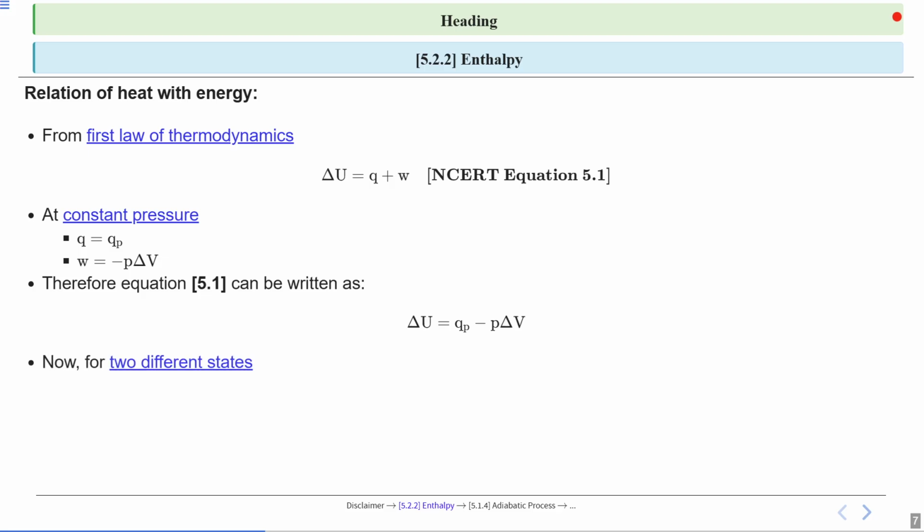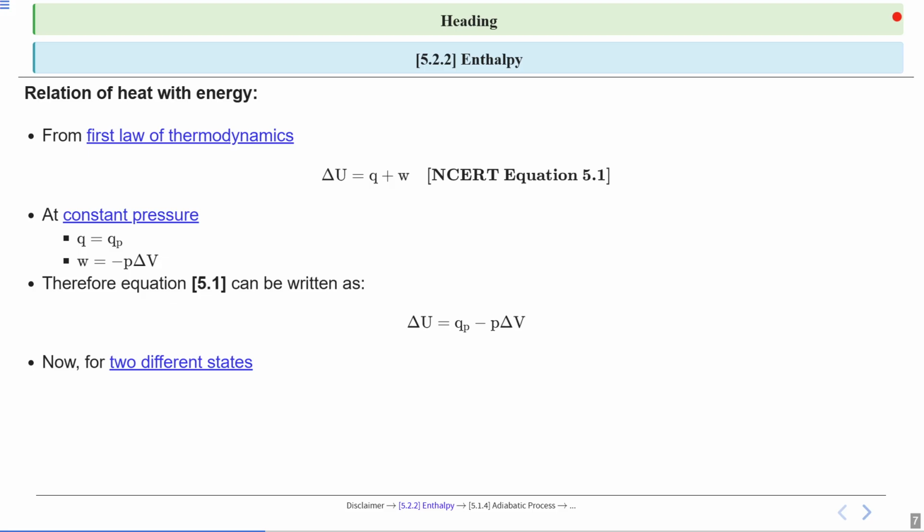Now you will question that I am keeping the pressure constant, then why are we not taking the work as 0? Because we are not changing the value of pressure. So the change in the pressure is 0. The actual pressure is something which is not equal to 0 absolutely. So this should be kept in your mind always.